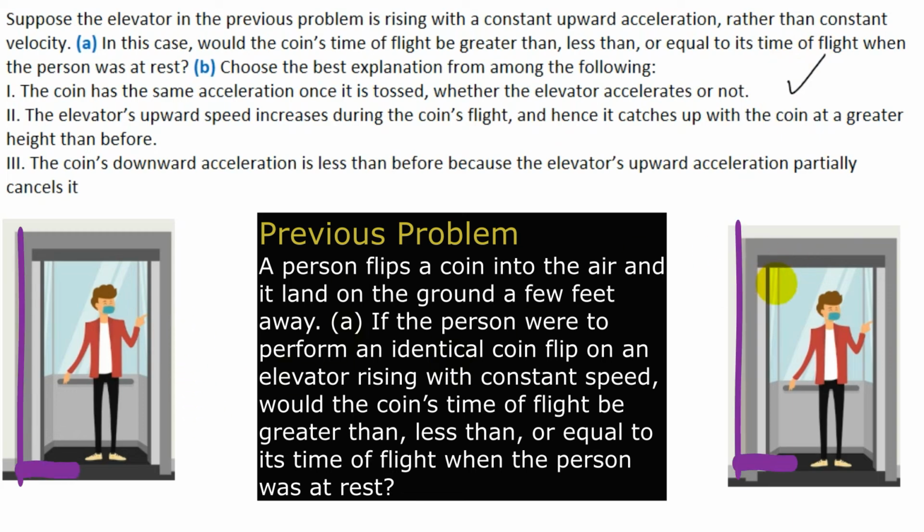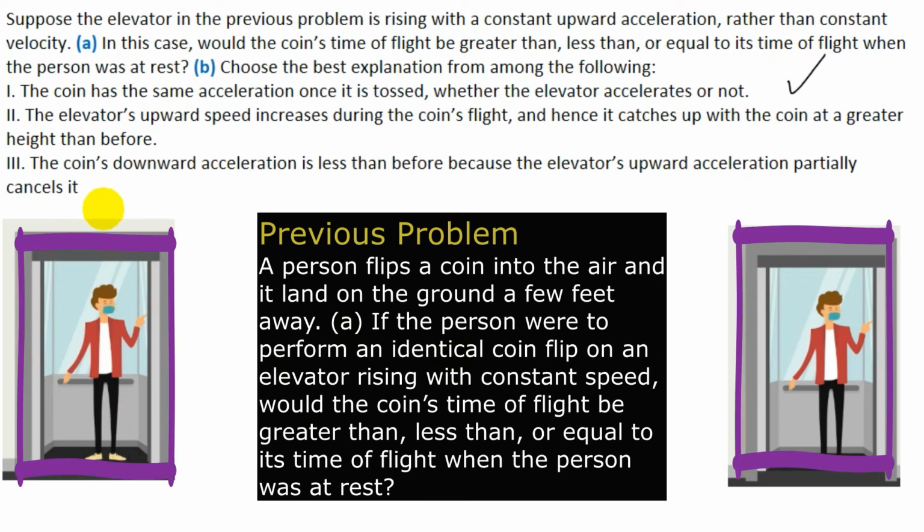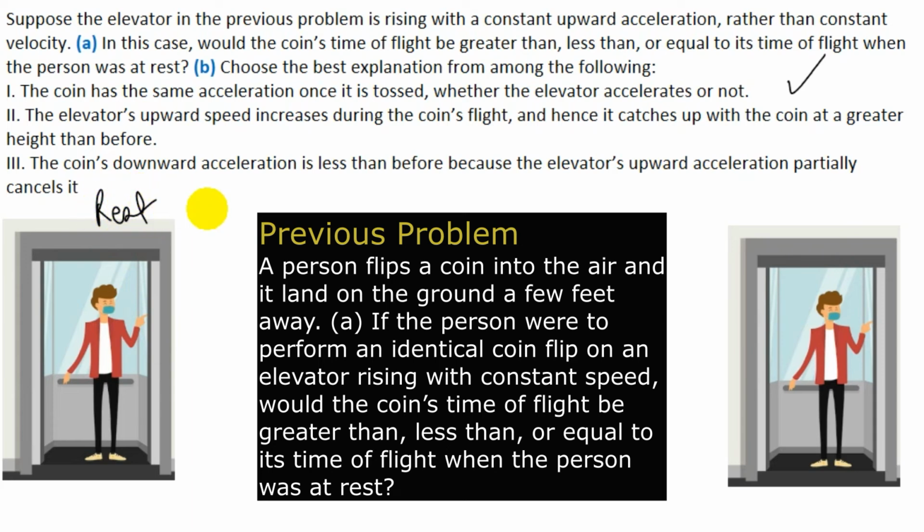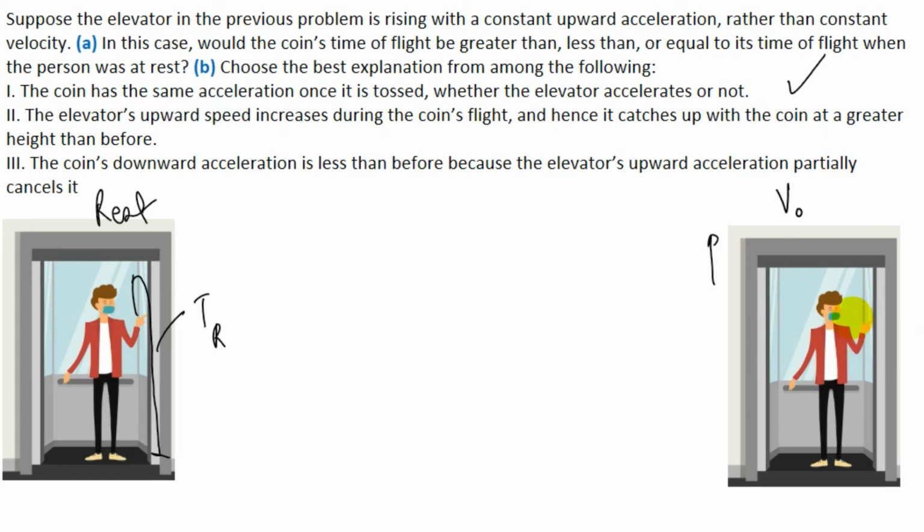So here you can see two images. Now for this image, the elevator is at rest. And in this case the elevator is moving straight up with some velocity, say V0. Here a person standing flips a coin in an elevator that is at rest. So the coin goes up and then it comes back down. Let the time of flight be TR. Now in this case, when the elevator is moving up with some constant velocity V0, here also the person tosses the coin and it goes up and then comes back down. Let the time of flight in this case be TC.